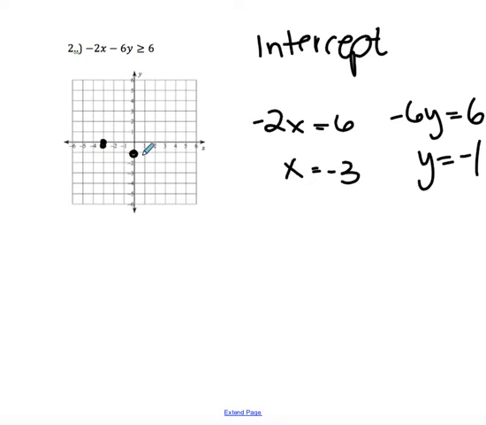And now for step 2 is, should this be a solid line or a dashed line? And this is greater than or equal to. And so we're going to use a solid line for this graph going through both intercepts.